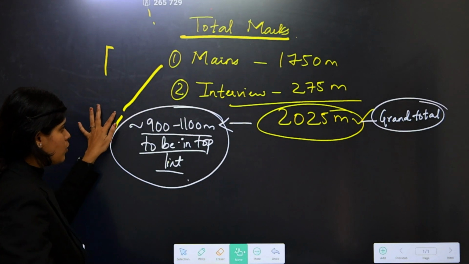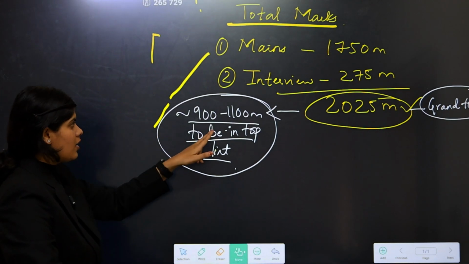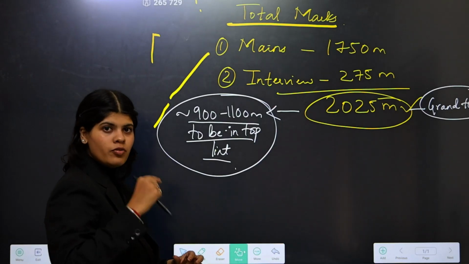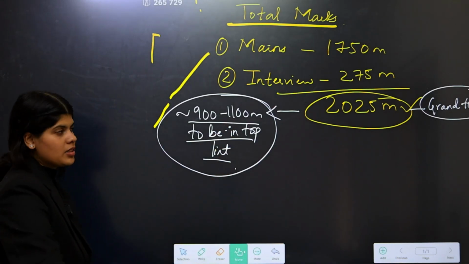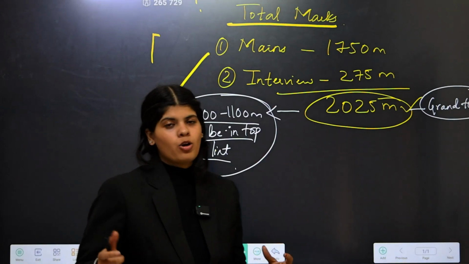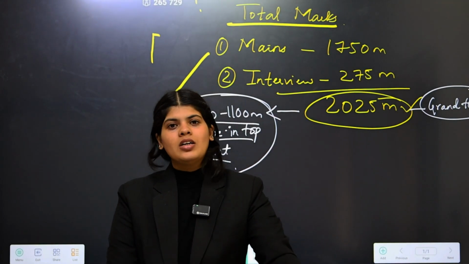And what is the cutoff you need to get to be in the top list? 900 or within the range of 1100 marks to be in the top list. This is all about the pattern of your UPSC CSE examination.